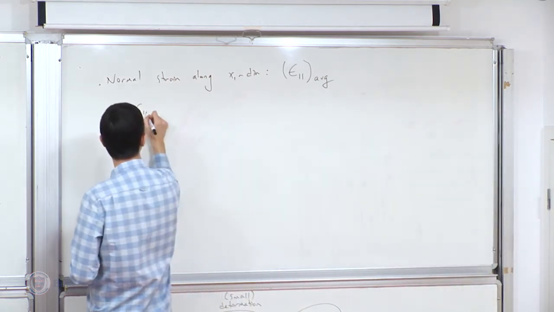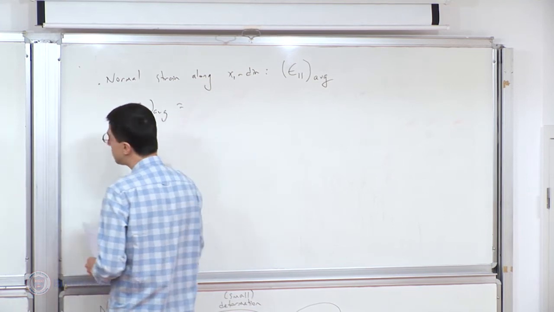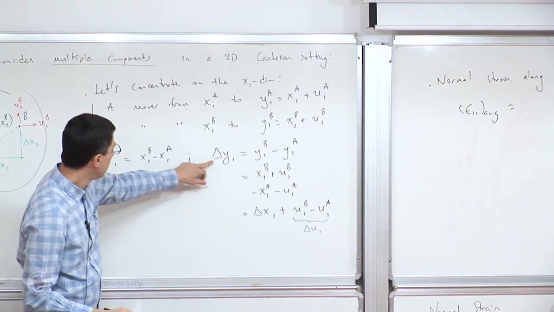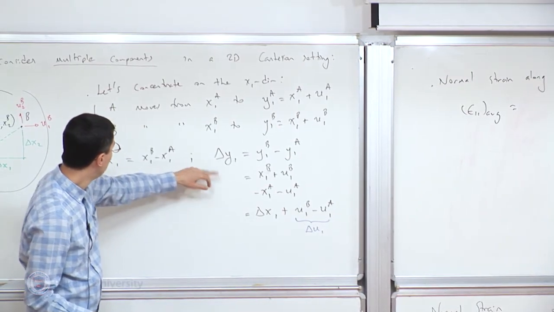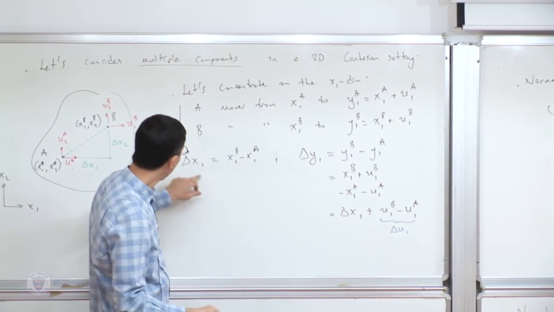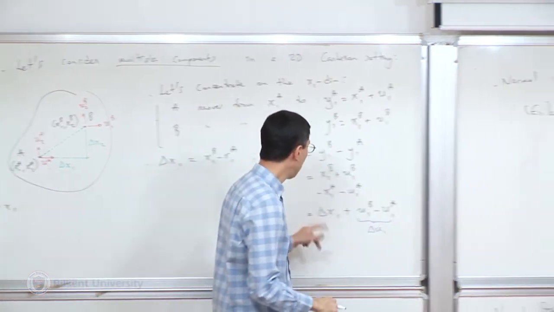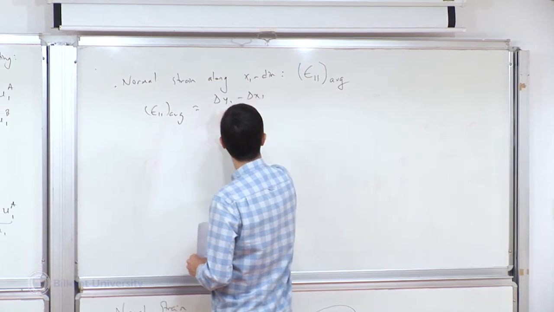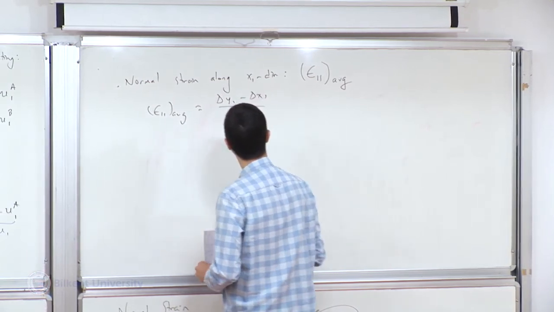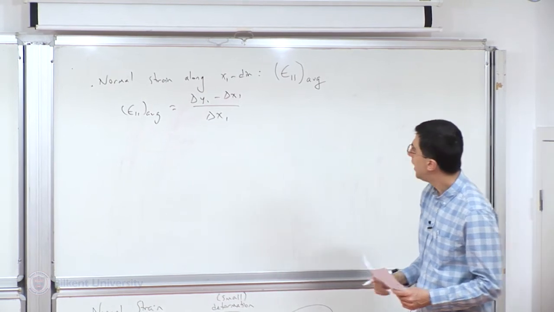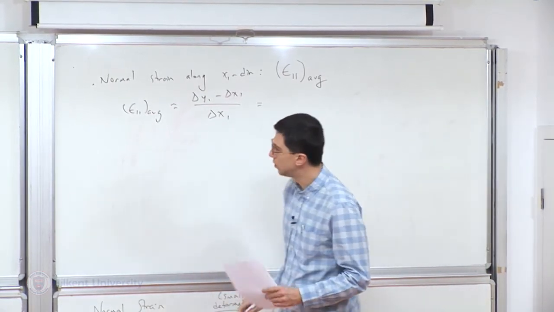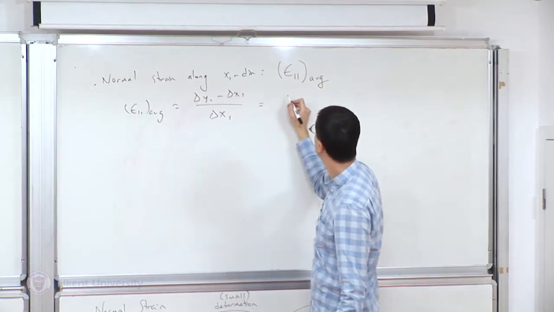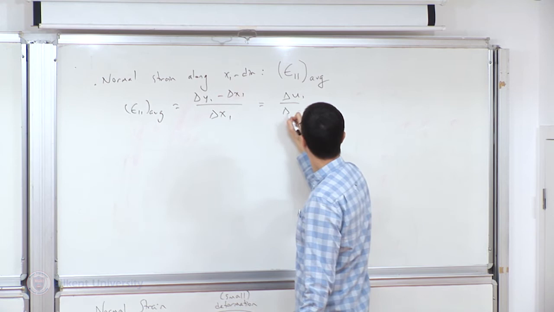So epsilon 1, 1 average is equal to simply the change in the length. So the original length is this one. Sorry, the final length is that one. The original length is this one. And so it's delta y1 minus delta x1 divided by delta x1. And so that is equal to simply delta u1, the top part, over delta x1.